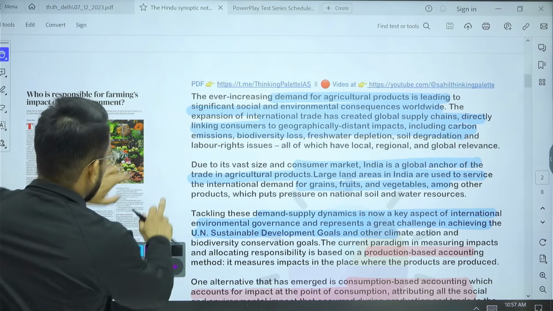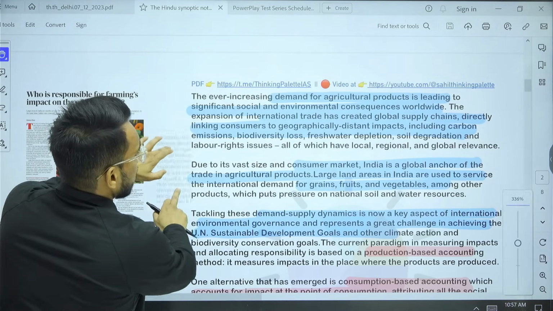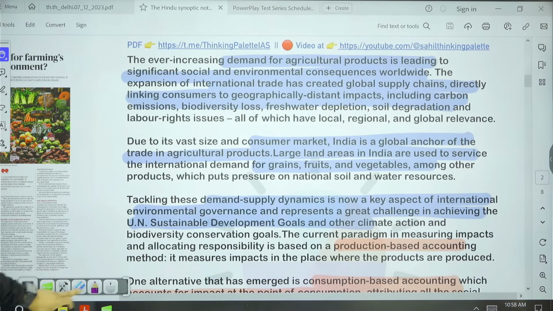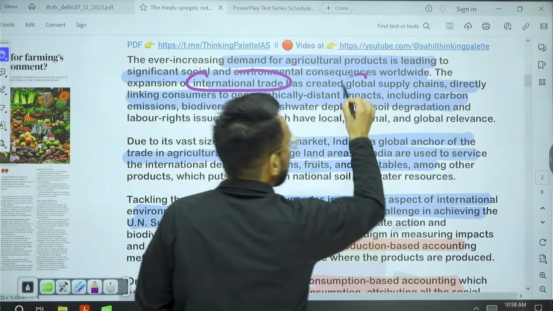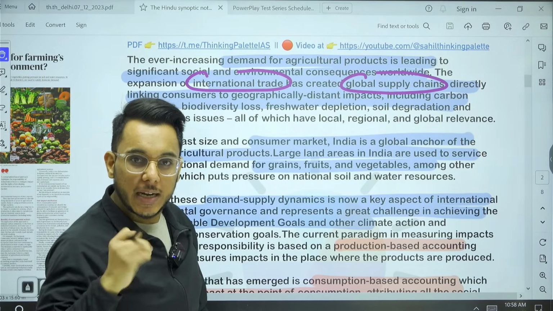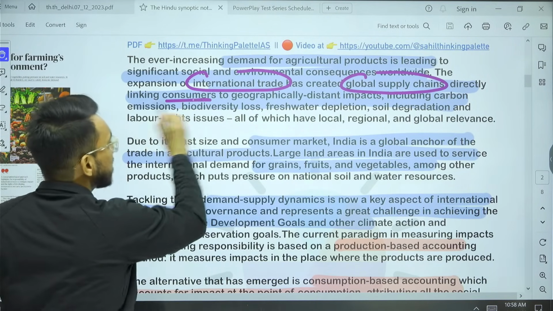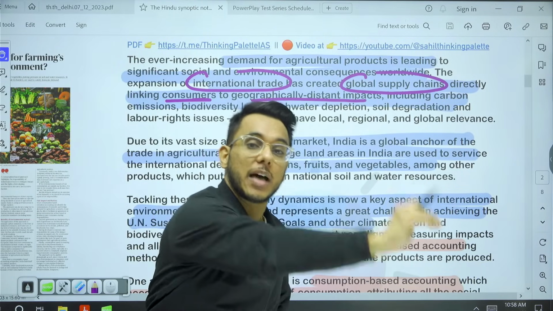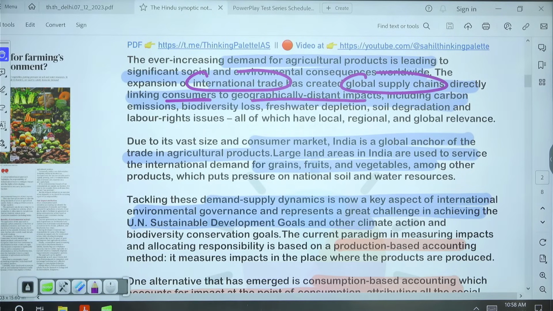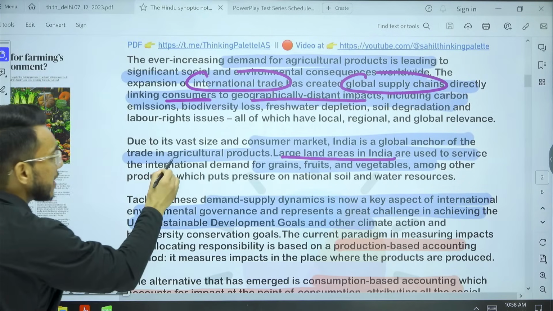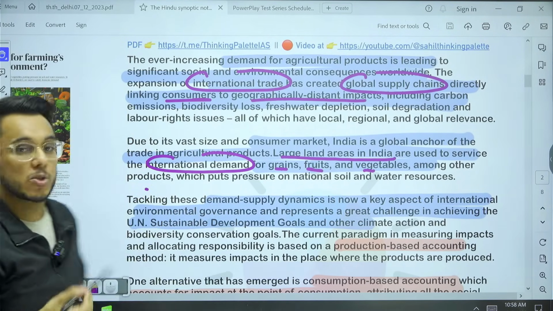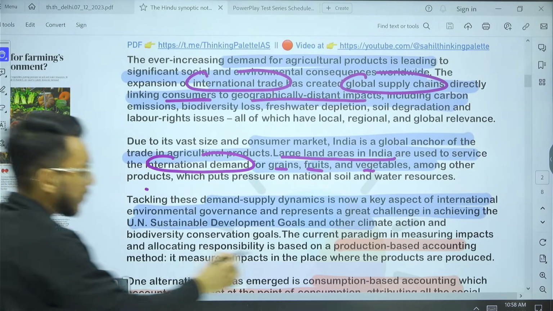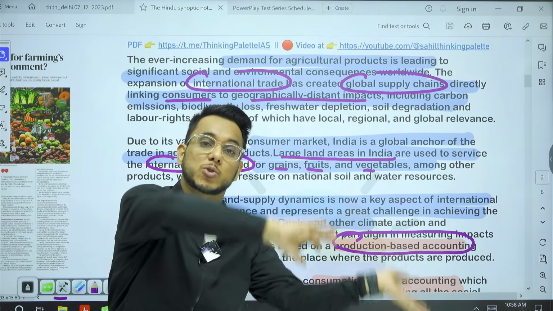Now read this particular line, you will get more clarity. Here we can see that the expansion of international trade has created global supply chains, supply chains originating from India and going to America. Global supply chains have been created, which directly link consumers to geographically distant impacts. So a consumer today in America is linked to the environmental impact that is happening in India because of production. Today, large land areas in India are used to service the international demand for grains, fruits, vegetables, and other products. India's water and India's land are being used to satisfy the demands of Americans and Europeans. Therefore, it is being said that production-based accounting, where you shift the burden onto the producing nation, is to be shifted to the consuming nation.